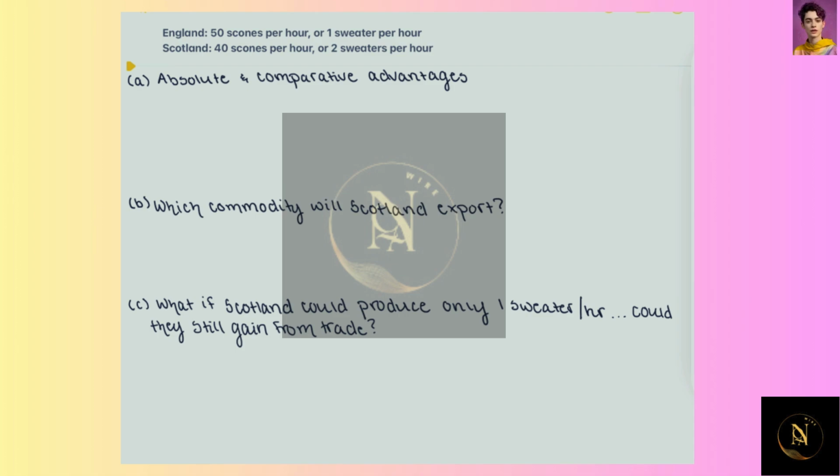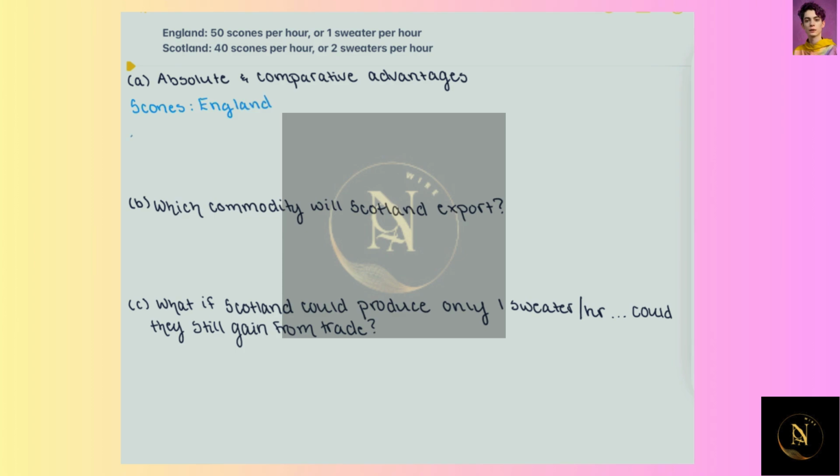So let's start with the absolute advantage because that one's pretty straightforward. The absolute advantage really just asks us who is more efficient at producing the goods. So who can produce more goods per hour? Let's look at scones. England can produce 50 scones per hour and Scotland can only produce 40 scones per hour. So England has the absolute advantage in producing scones just simply because they can produce more in a shorter amount of time.